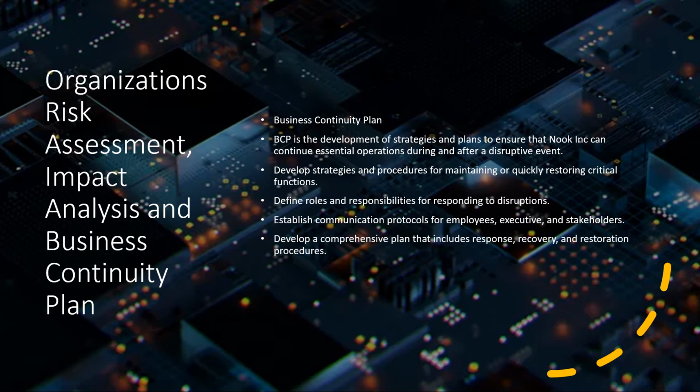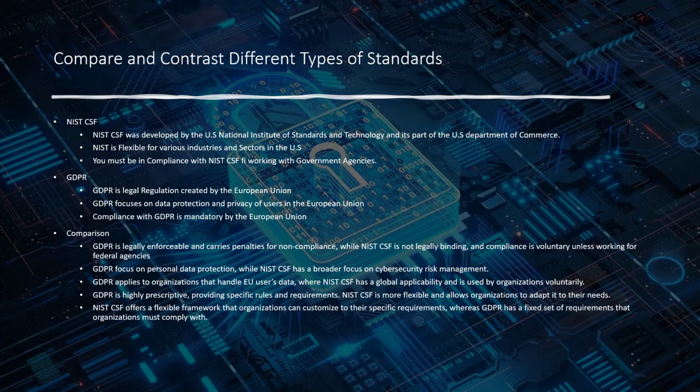Organizations risk assessment, impact analysis, and business continuity plan. A business continuity plan is a development of strategies that ensures that Nook Inc. can continue essential operations during and after a disaster event, develop strategies and procedures for quickly restoring critical functions, define roles and responsibilities for responding to disruptions, establish communication protocols for employees, executives, and stakeholders, and develop a comprehensive plan that includes response, recovery, and restoration procedures.